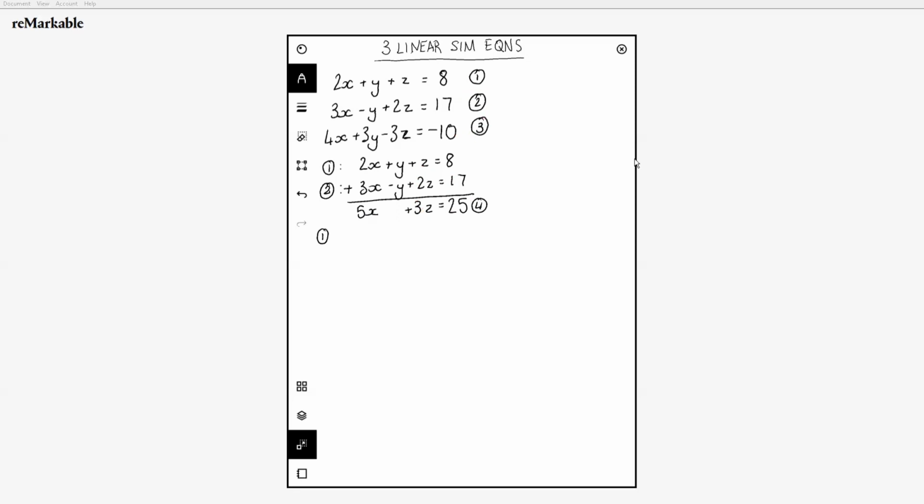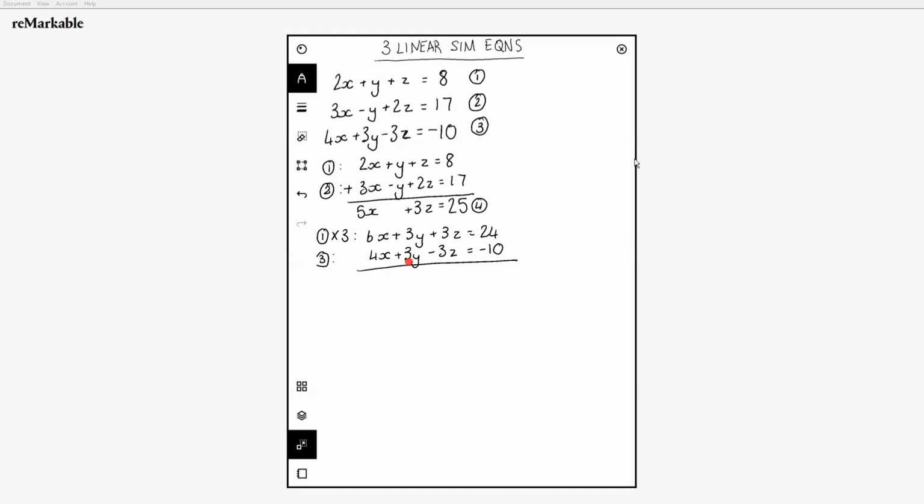But we've got to multiply equation 1 by 3 in order to get that to be 3y and that 3y, so we can eliminate them. So that'll be 6x plus 3y plus 3z equals 24. And equation 3 we just leave as it is. So we have 4x plus 3y minus 3z equals minus 10.